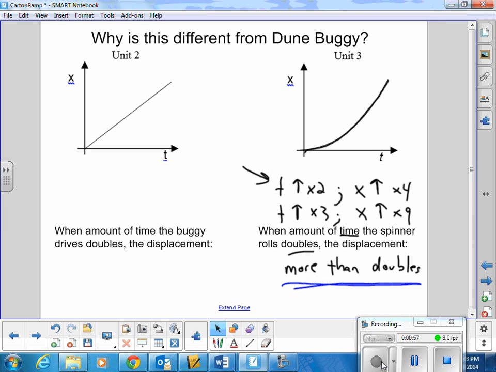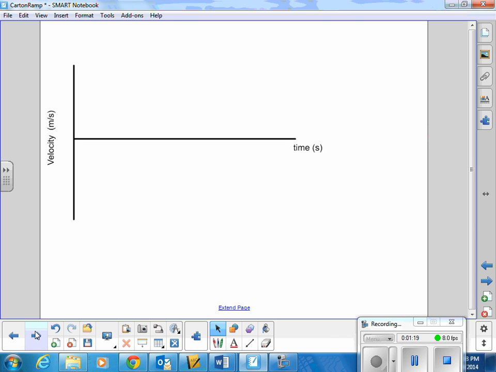it more than doubles. That's different than the dune buggy. The dune buggy would just double. It was very proportional. So then we said, well, let's find the slope of a lot of different parts, because the slope would tell us the velocity of the disk. So you did that and you graphed it, and you ended up with a graph that looked something sort of like this.